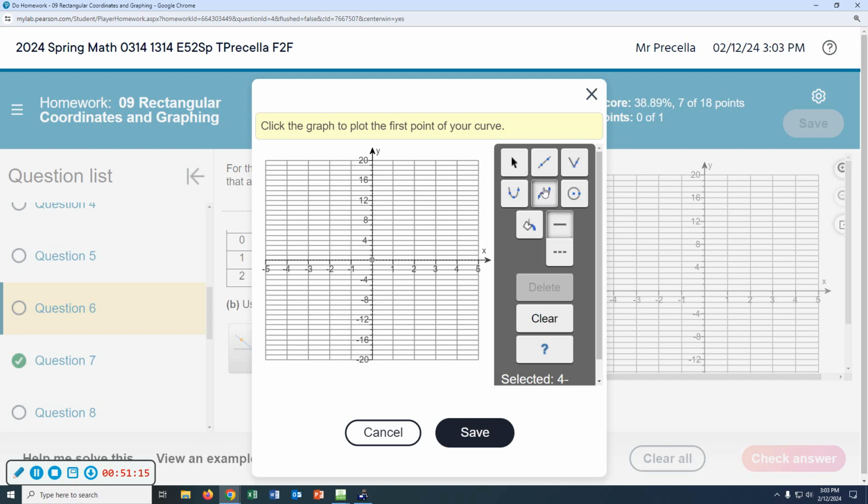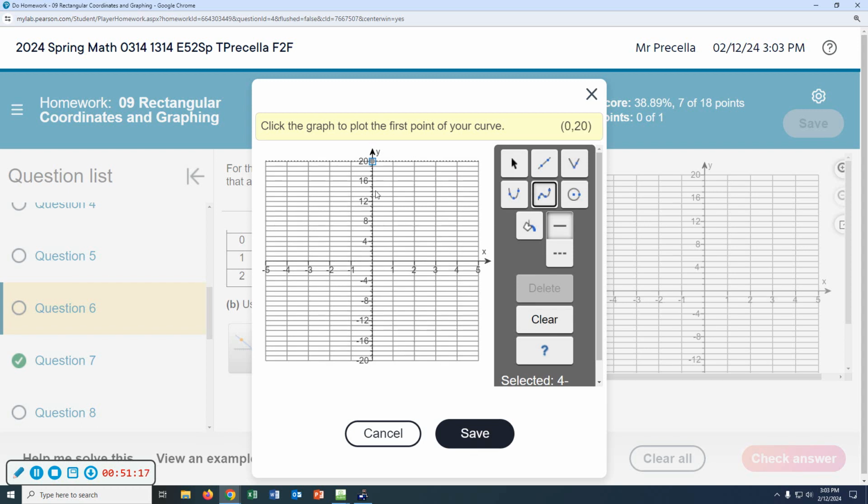Okay, I click the cubic, and it says plot the first point. The first point was -1, 4. Was that -1, 4? It's hard to tell looking at that grid. Look there underneath that X. You'll see it says -1, 4. I click. Then 0, 5.